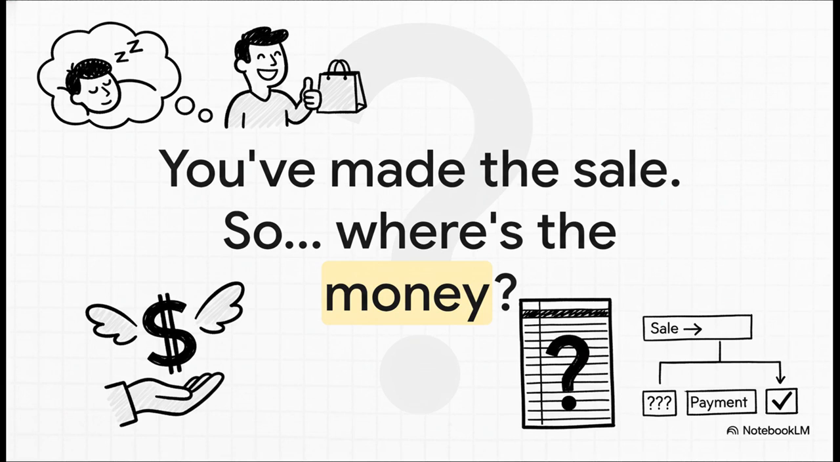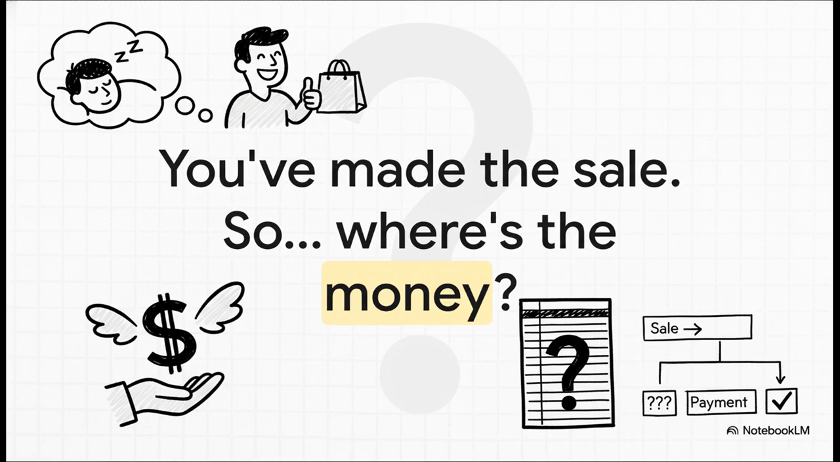It's the big question, right? It can keep you up at night. The sale's done, the customer's happy, but your accounting sheet has this big, glaring question mark where the money should be. You know, it's a frustration every seller feels. But believe it or not, there's a really simple, logical system behind it all, and we're about to crack it wide open together.